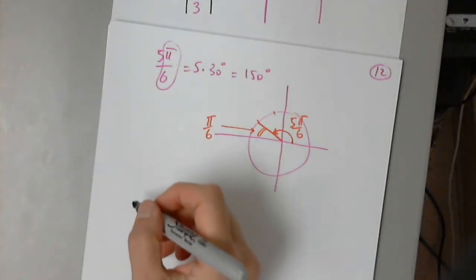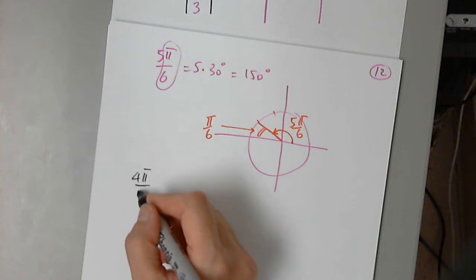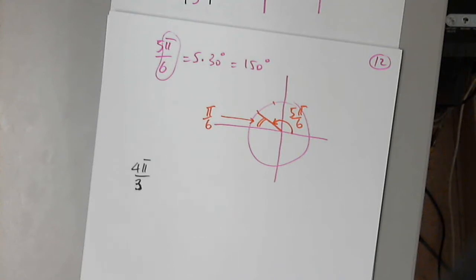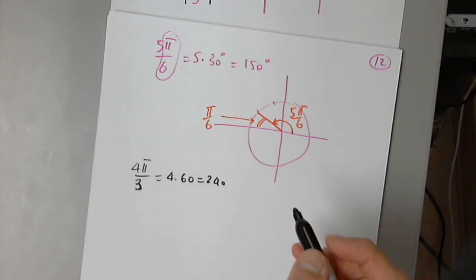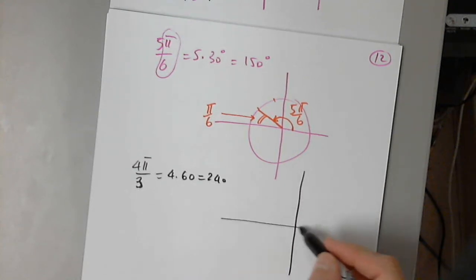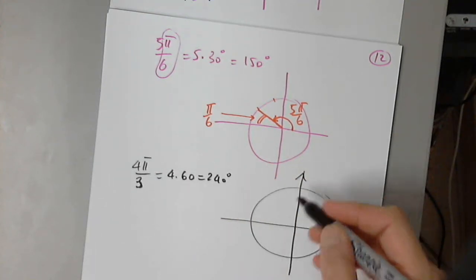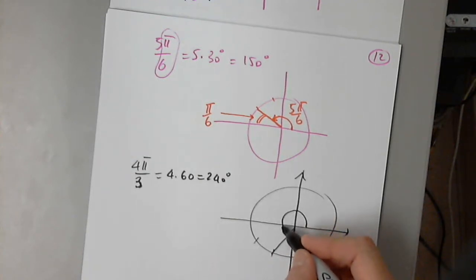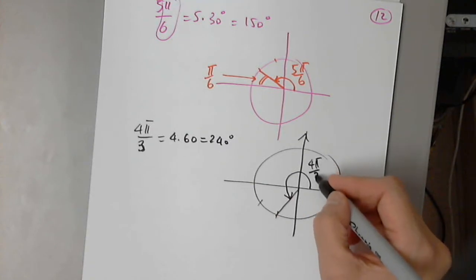Let's say 4 pi over 3. What does that mean? Well, it means 4 multiplied by 60, which is 240. Where does this land? Well, 60 degrees beyond 180, correct? So this is 180. Here is 60 degrees right here. This will be 4 pi over 3.